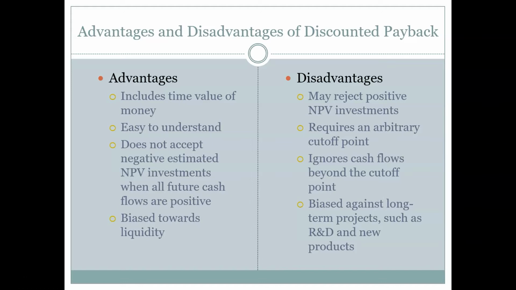Payback or discounted payback still has this arbitrary limit. So it sort of falls flat. It's a case of economists sort of failing to see the forest for the trees.